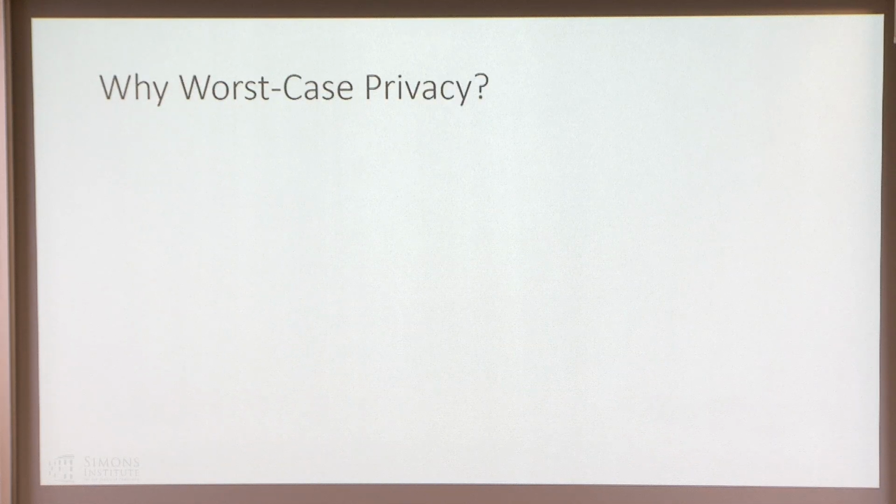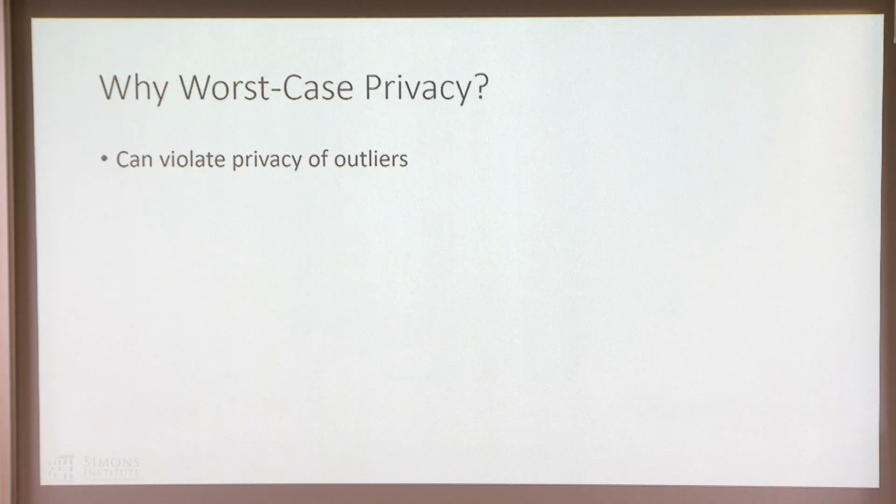Let's revisit this question that Prashant asked. Why worst case privacy? Well, there's a few different reasons why you might want worst case privacy over any data set. One reason is that you could violate privacy of outliers, in the sense that if you have one data point which lies far outside what you'd expect, you still want to maintain their privacy.